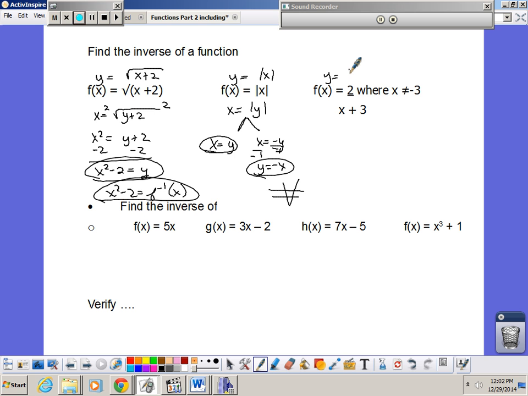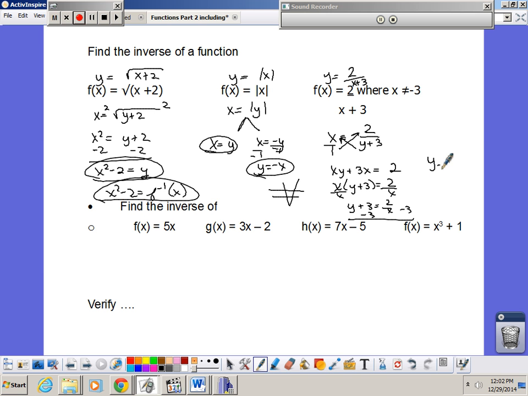Y equals 2 over x plus 3. So x is equal to 2 over y plus 3. I'm going to cross multiply: xy plus 3x equals 2. I'm going to pull the x out. Divide by x. Y plus 3 is equal to 2 over x, and subtract the 3. Y is equal to 2 over x minus 3. Or f to the negative 1 of x is equal to 2 over x minus 3.